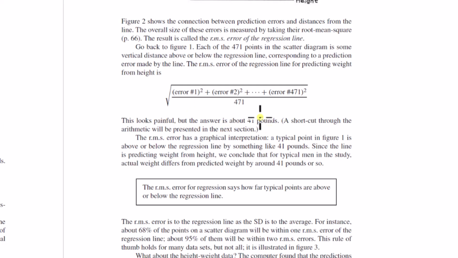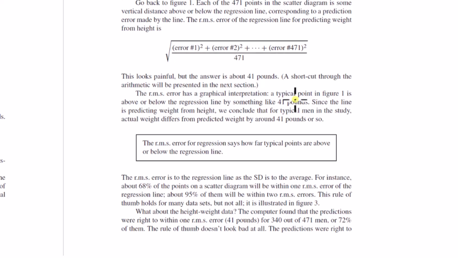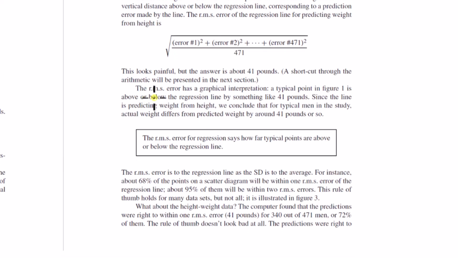Yeah, so this looks painful. They're saying this looks like a lot of work, but there's a shortcut through this arithmetic that we'll look at in the next section. The RMS error has a graphical interpretation. A typical point in figure 1 is above or below the regression line by something like 41 pounds. Since the line is predicting weight from height, we conclude that for typical men in the study, actual weight differs from predicted weight by about 41 pounds or so.